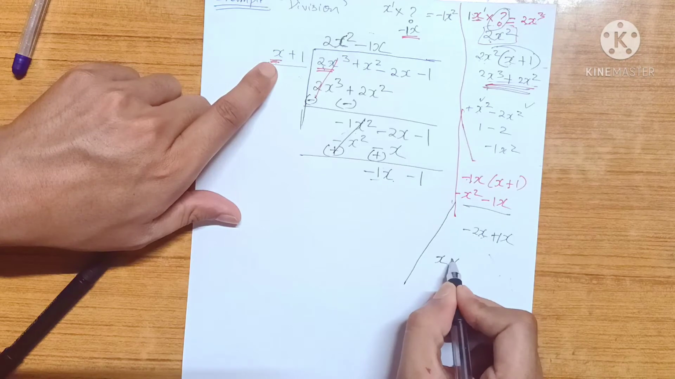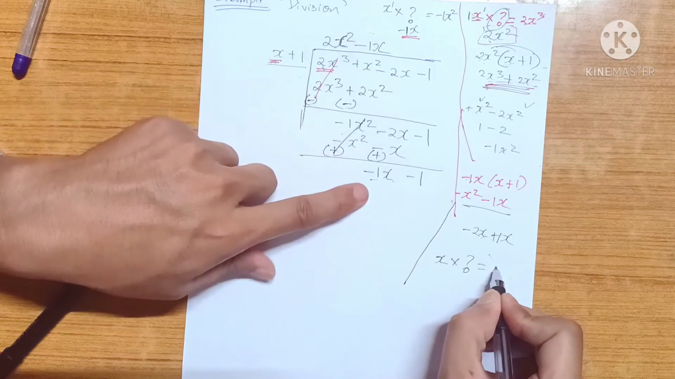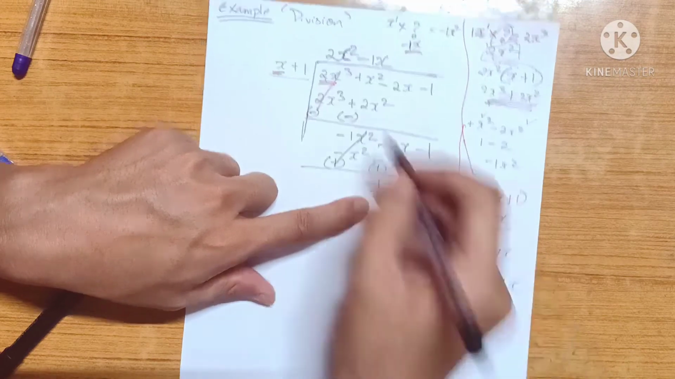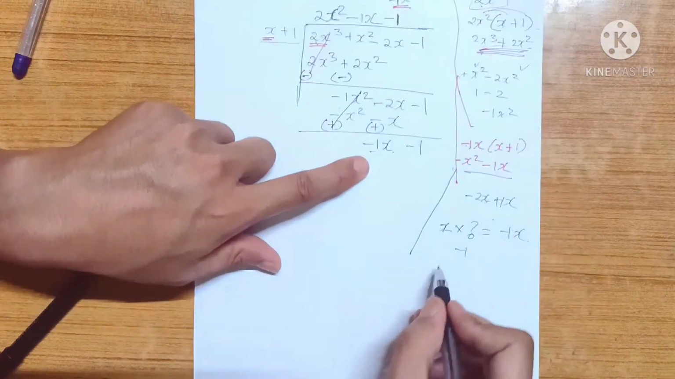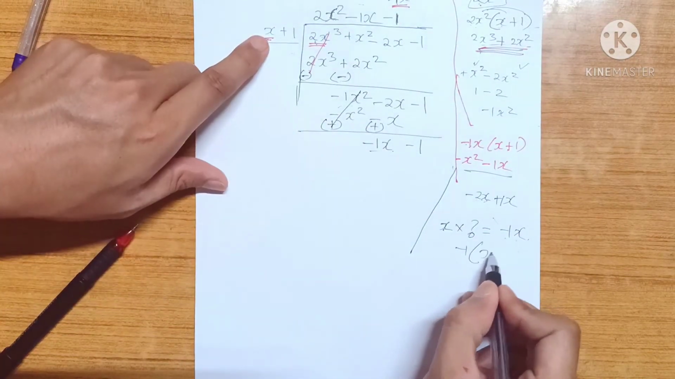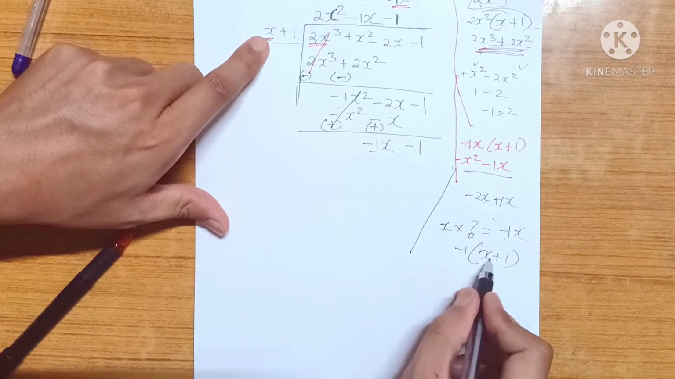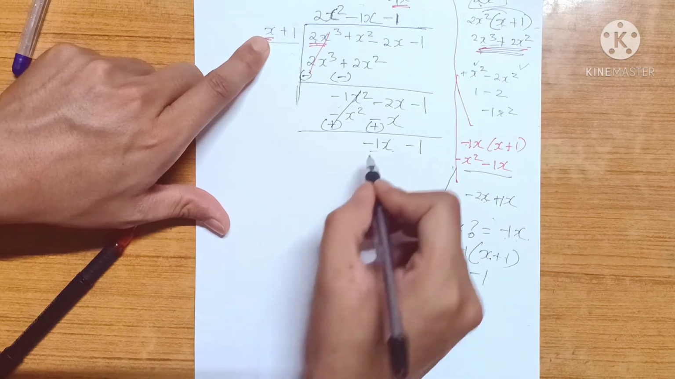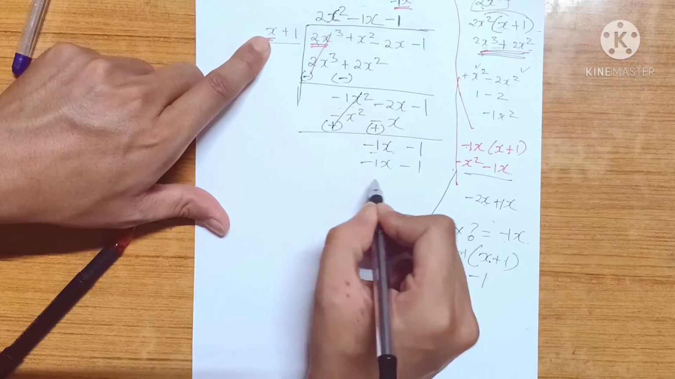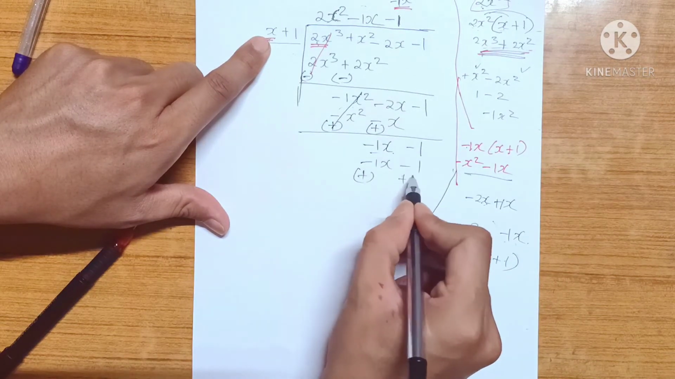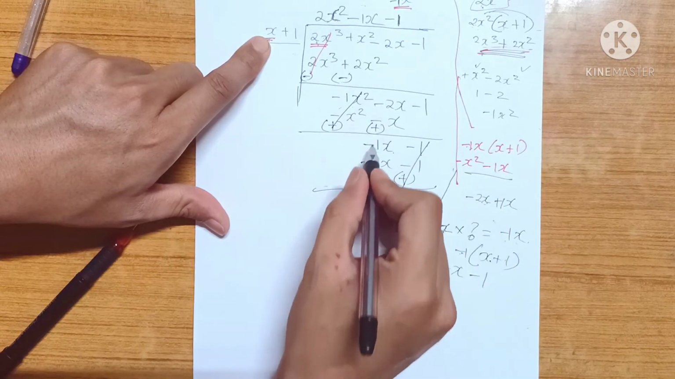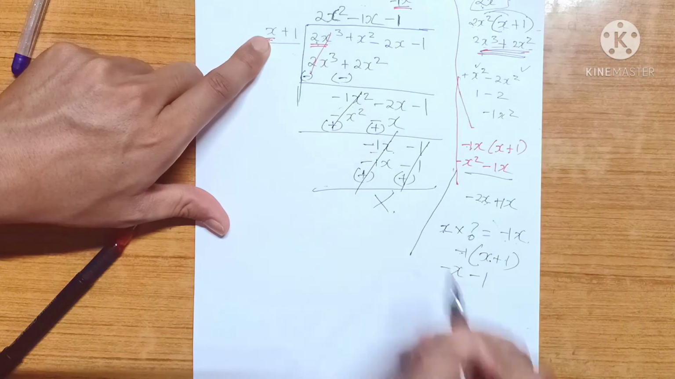x into what will be minus 1x? So x is here, only minus 1 is missing. So you take minus 1 and then multiply x plus 1. Since minus 1 into x is minus x and minus 1 into 1 is minus 1, here will come minus 1x minus 1. Sign will become opposite. These two, minus 1 plus 1, get cancelled. So that's it.